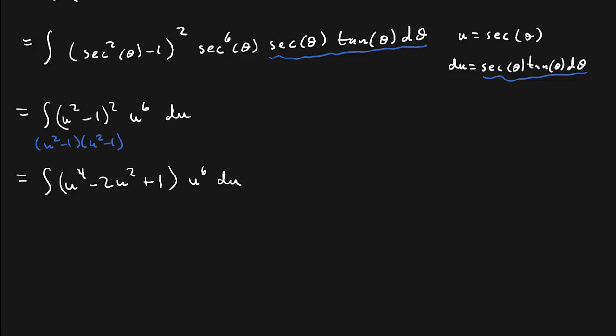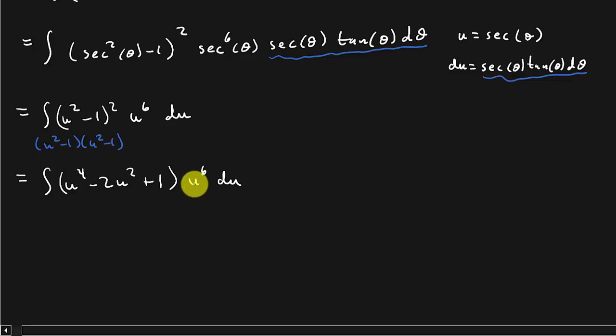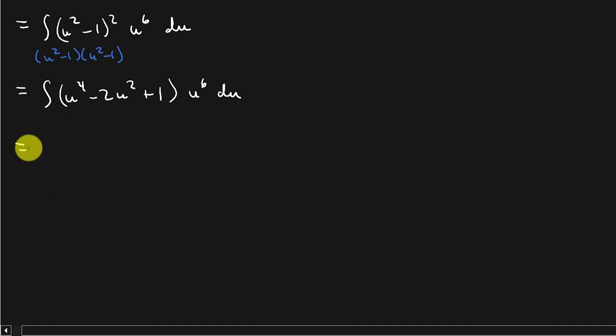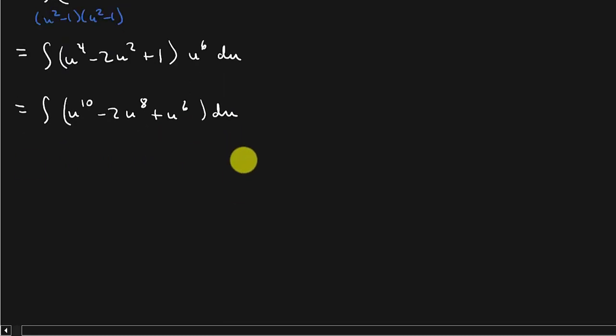All right. So now let's distribute the u to the sixth. So that's going to be u to the 10th minus 2u to the 8th plus u to the 6th du. And now we integrate. And so that's 1 over 11 u to the 11th minus 2/9 u to the 9th plus 1/7 u to the 7th plus c.